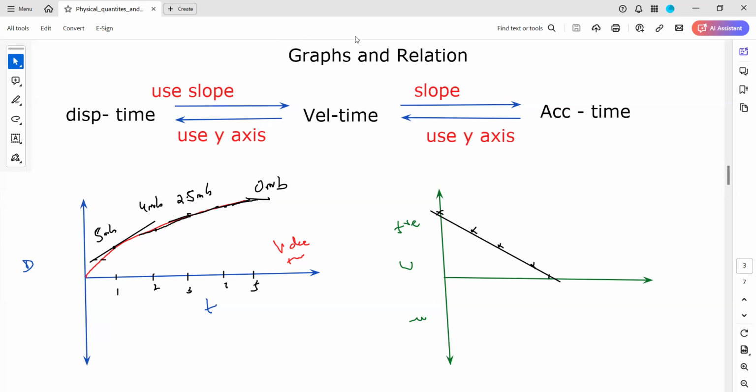Now, what will be the shape of this graph? As the gradients are different at different points, and the gradient represents the velocity here, the first velocity will be 5, the second velocity will be 4, then the third velocity will be 2.5, and then the last velocity is 0. So it will be curved like this, like the change is increasing.